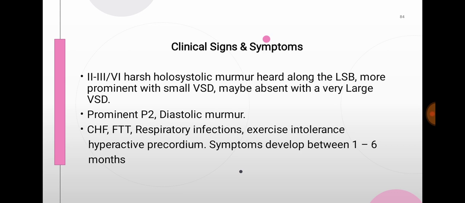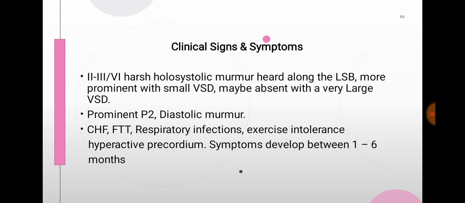So you have a grade 2 to 3 or 4 holosystolic murmur, which is heard best at the left sternal border, more prominent with a small VSD, but may be absent with a large VSD. There's a prominent P2 and a diastolic murmur. You have signs and symptoms of congestive heart failure.